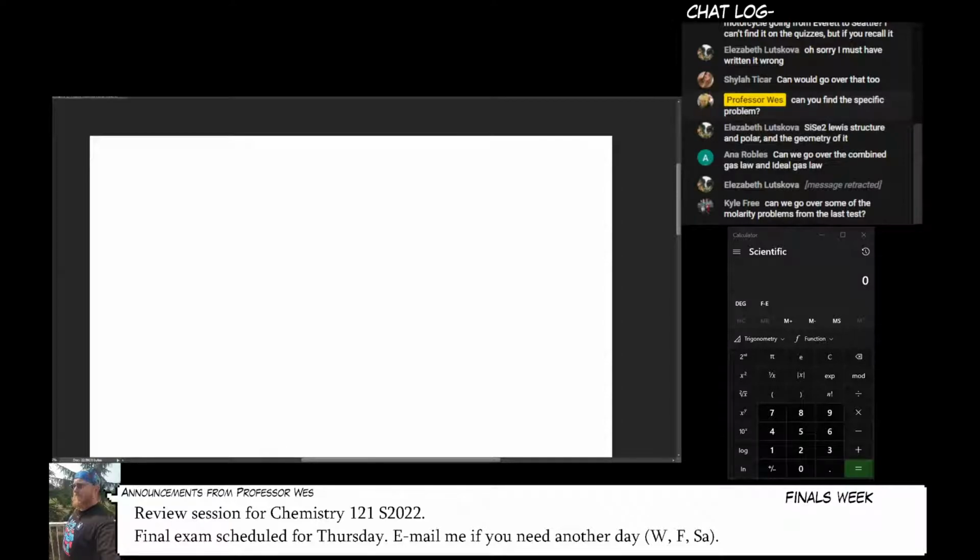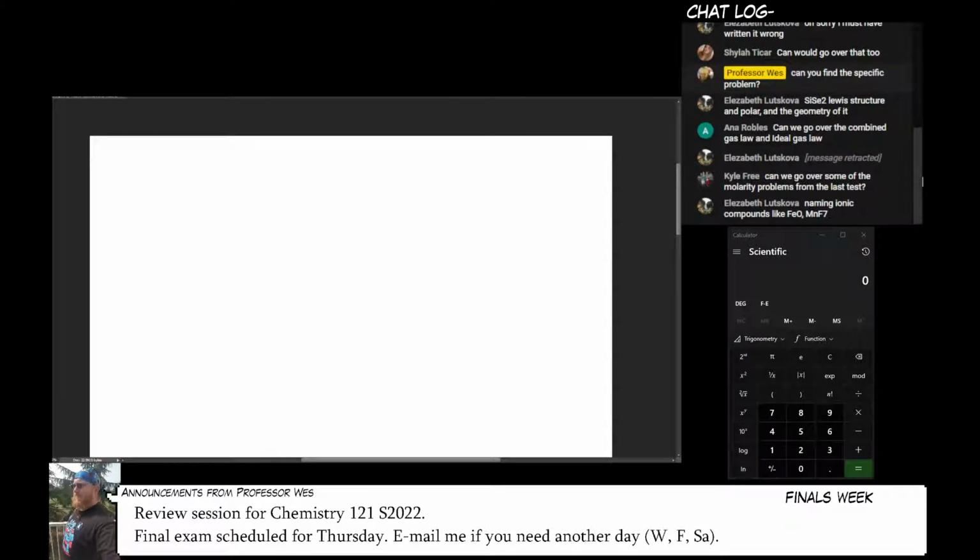So, like, draw the Lewis structure of this thing. That we can do. But can we go over the ideal gas law? There's not enough time to do that. If you have a specific question, then I can definitely do that.